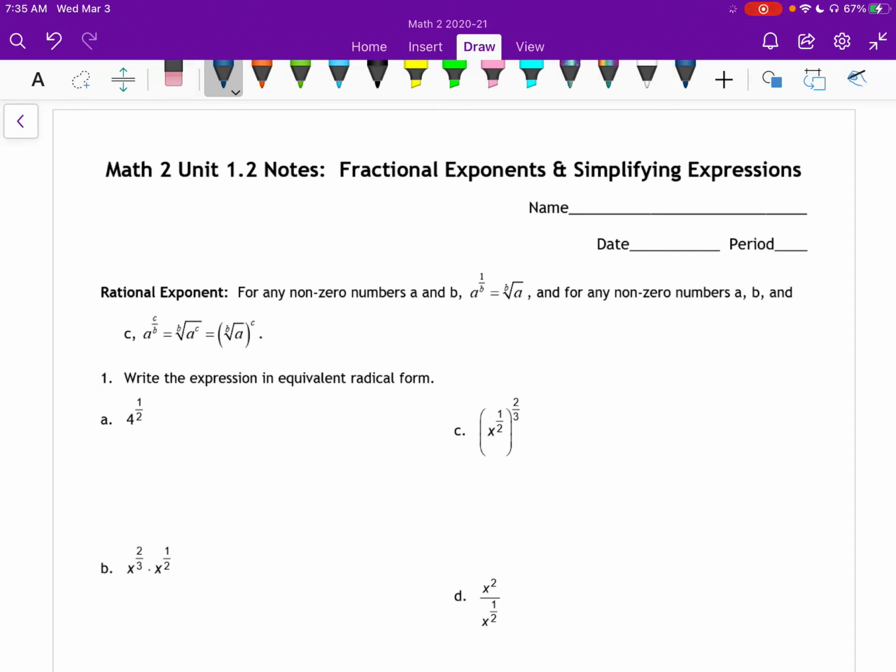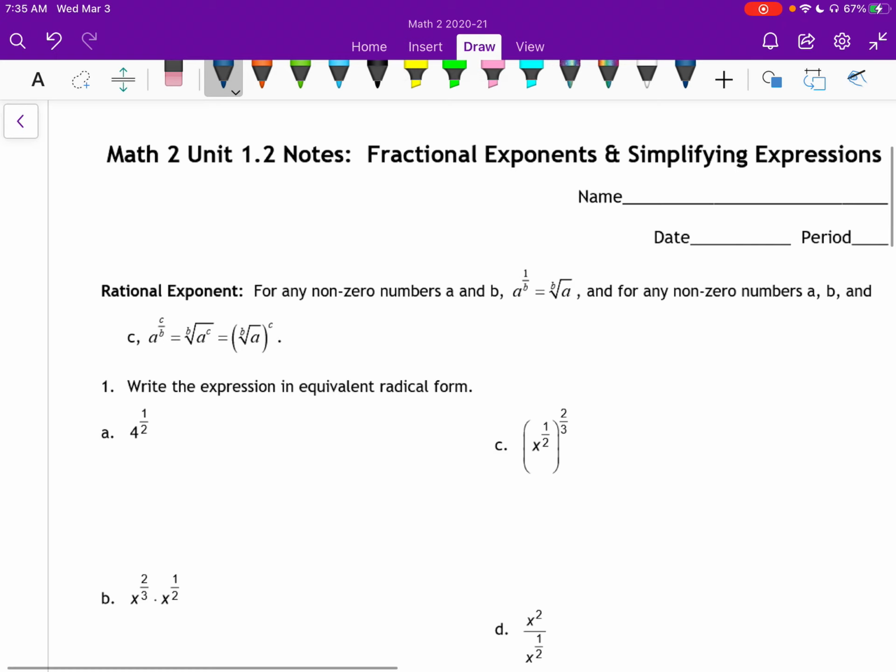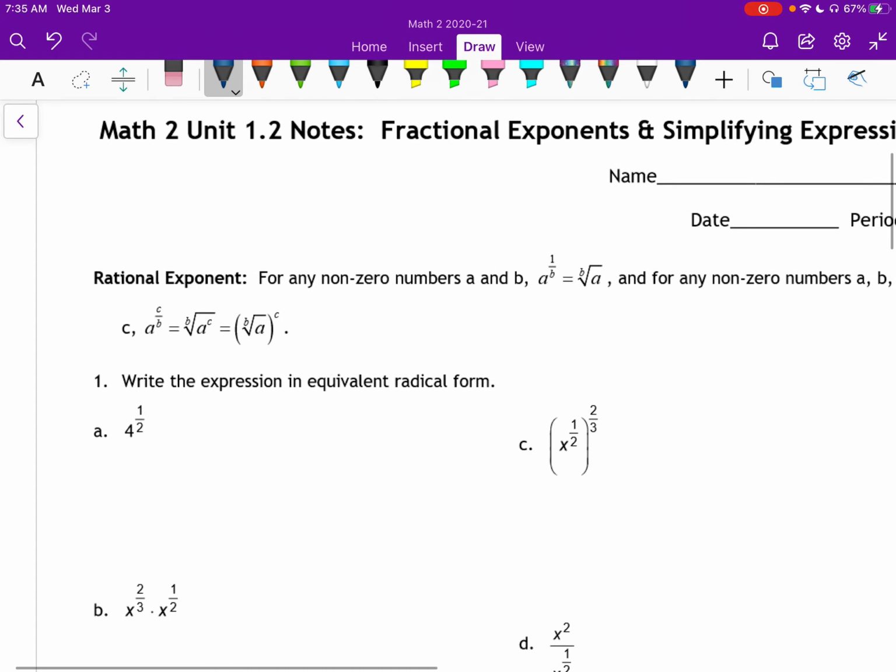All right, 1.2, fractional exponents and simplifying expressions. So a rational exponent. For any non-zero numbers a and b, a to the 1 over b is equal to the b root of a. In addition, if we introduce the letter c, we could say a to the c over b is equal to the b root of a to the c still, or we could write the c on the outside.